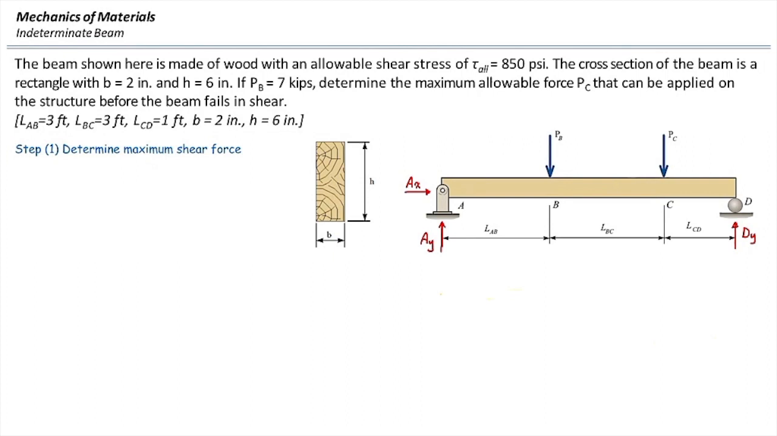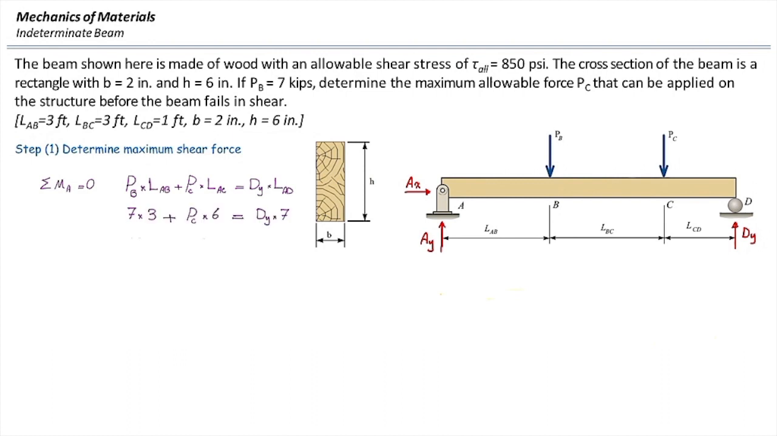Let's start with determining the reaction forces in this case. Sum of the moments about A is equal to 0. That means that P_B multiplied by distance of B to A, which is shown by L_AB, plus P_C multiplied by distance of C to A, which is shown by L_AC, has to be equal to D_y, the reaction force at D, multiplied by its distance to A, which is shown by L_AD. Lengths are given, so I can plug them in. Also, P_B is 7 kips.